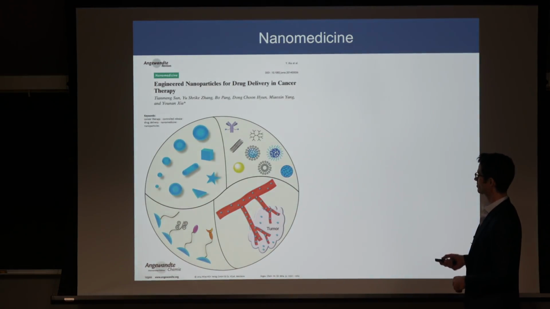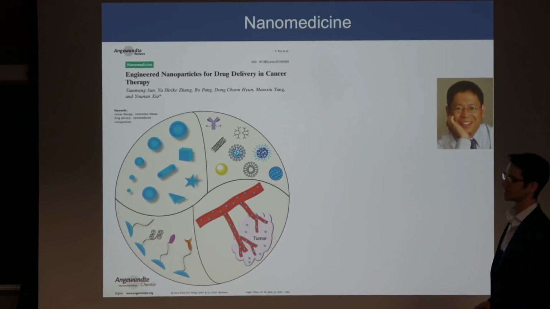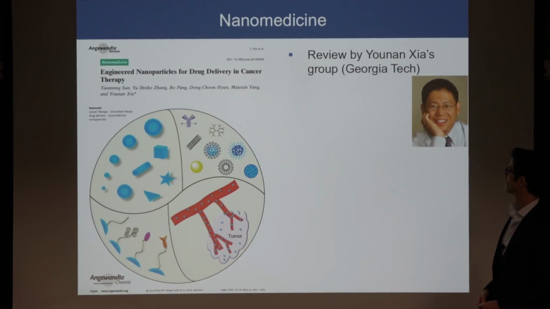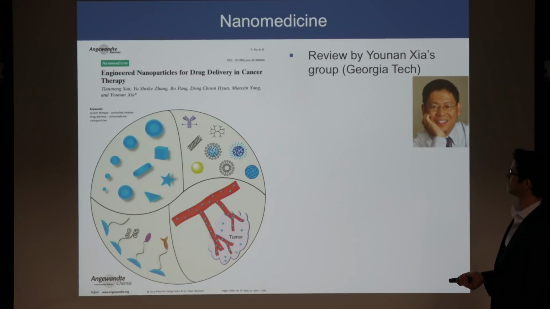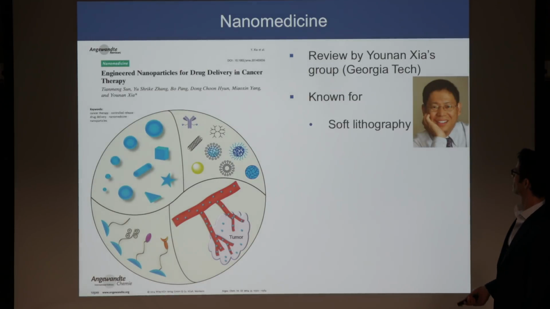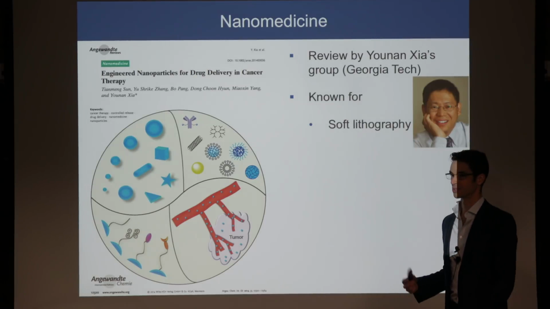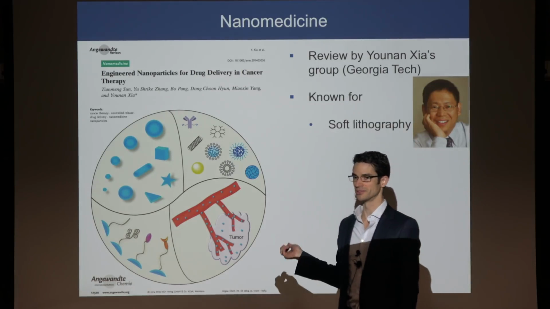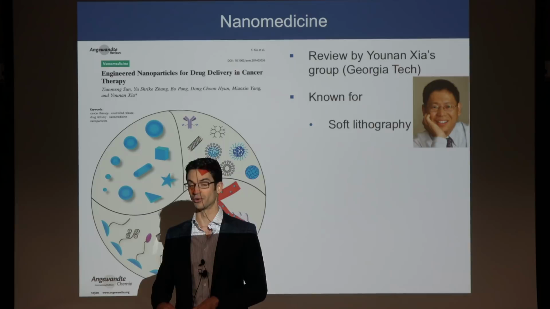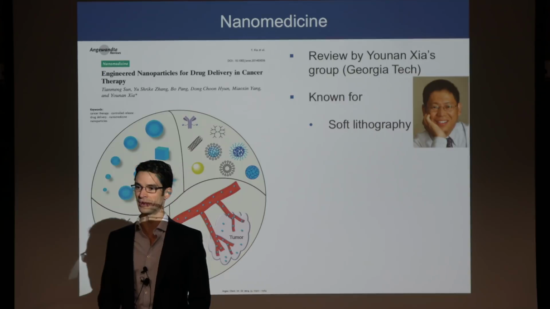It was written by Younan Xia and coworkers. This is Younan. He's a super famous nano engineer who is now at Georgia Tech, but was previously at University of Washington and Washington University of St. Louis, unrelated, but the same guy. And he's known for really being the graduate student who, while in George Whitesides' lab, where I did my PhD, but this was 15 years previously, did all of the groundwork for soft lithography and published like 40 papers on microcontact printing.